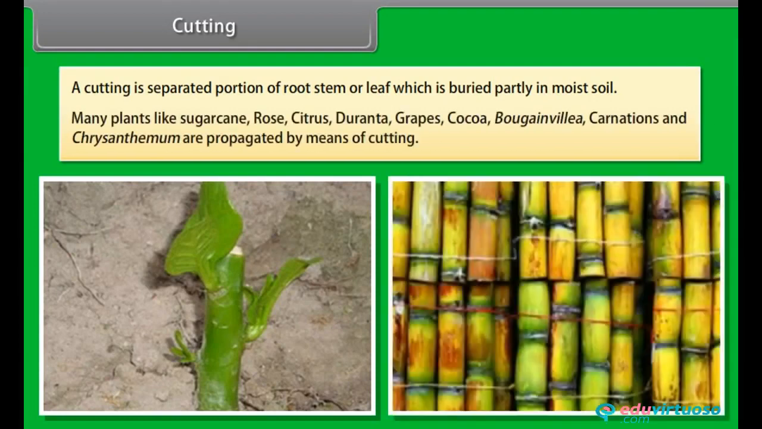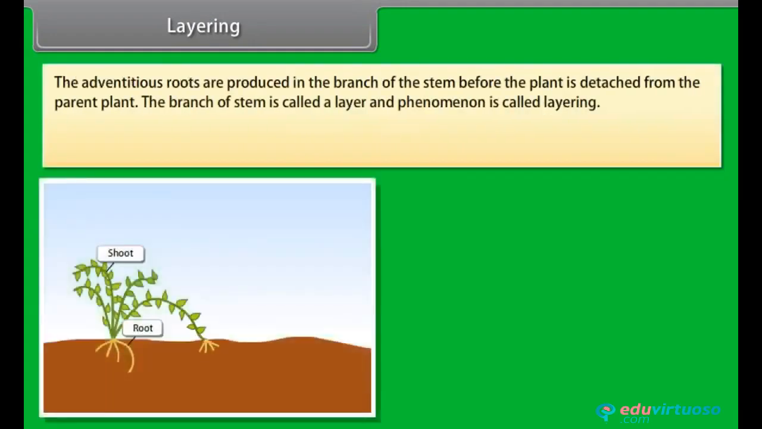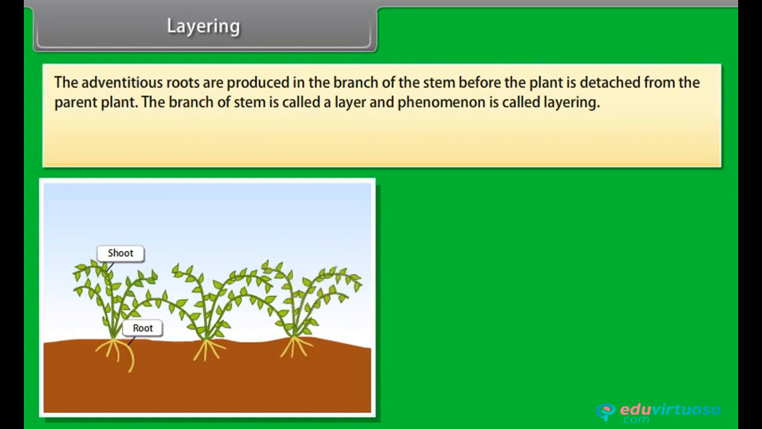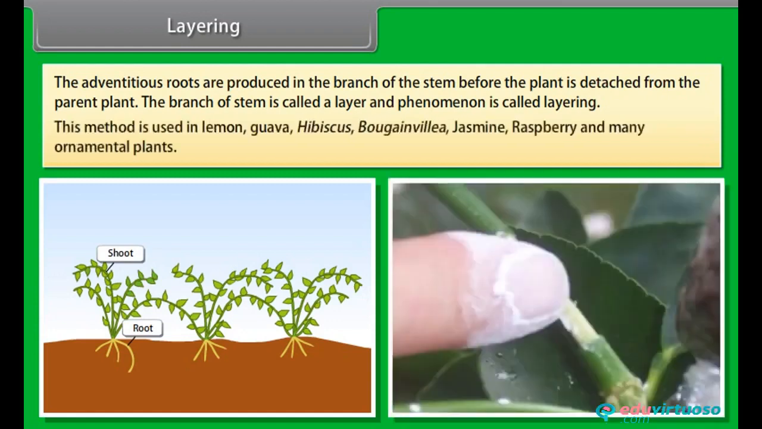Many plants like sugarcane, rose, citrus, duranta, grapes, cocoa, bougainvillea, carnations and chrysanthemum are propagated by means of cutting. Layering. The adventitious roots are produced in the branch of the stem before the plant is detached from the parent plant. The branch of stem is called a layer and the phenomenon is called layering. This method is used in lemon, guava, hibiscus, bougainvillea, jasmine, raspberry and many ornamental plants.